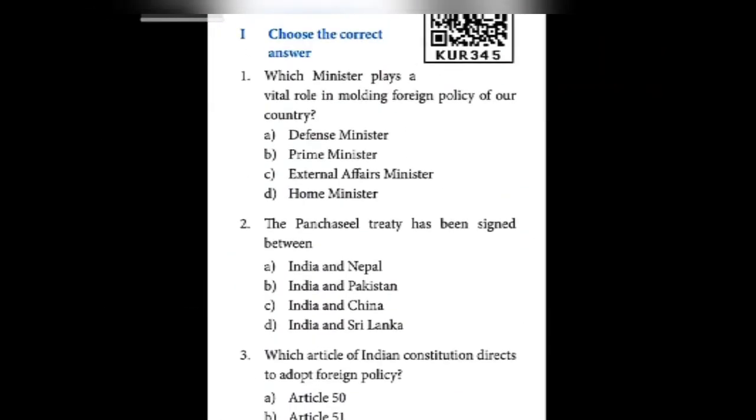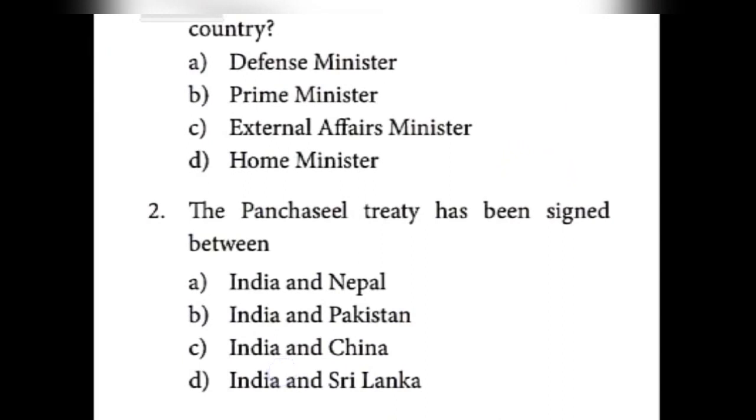Question answers page, you can take it, children. Choose the correct answer. Choose the correct page number. You can take it. Page number 275. Take it.